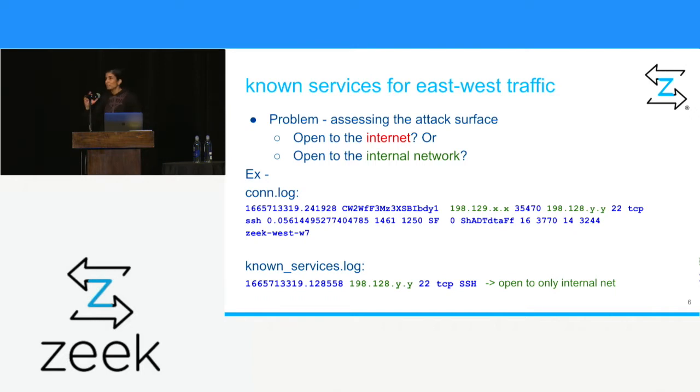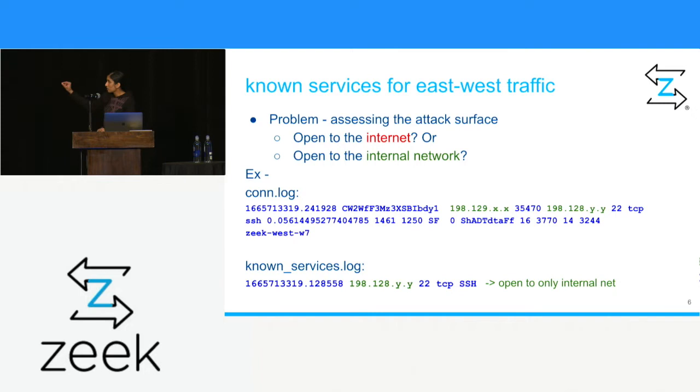that file depends solely on the servers that are in the local host. It doesn't know whether that server has responded to an internal connection or an external connection. So how would you know whether that server IP is open to the internet or just open to your local network? It happens a lot because our data center is pretty restrictive. So we know that some of the services we are seeing in the known_services.log file should not be open to the internet, for example, SSH and some other restrictive services.